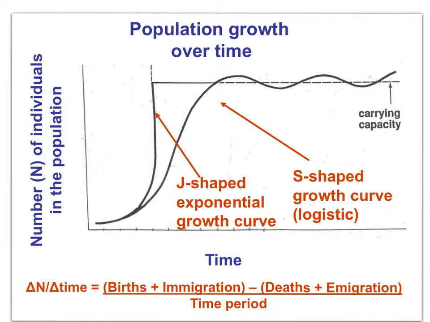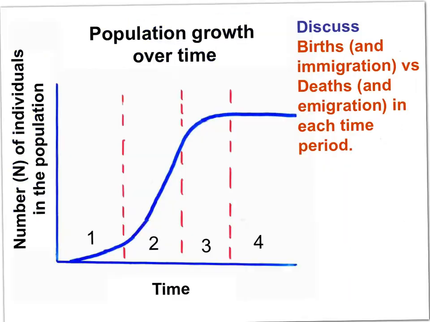In this slide, we can see the J-shaped curve and the S-shaped logistic curve. The growth in any population is purely a function of births and immigration balanced against deaths and emigration. The change in the size of the population over time, delta N over delta T, is due to the relative rates of births, deaths, and immigration and emigration.